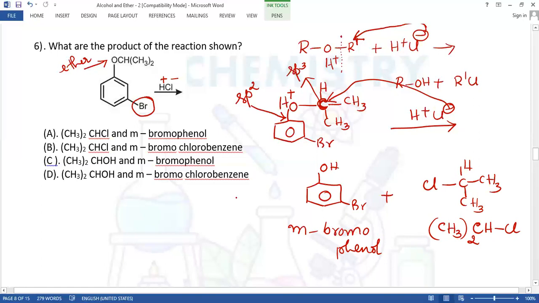See the options now. Meta-bromophenol is there in option number 1 and option number C. And CH3 twice CH is there only in option number A. So therefore, what is the answer? Option number A is the answer. Right?